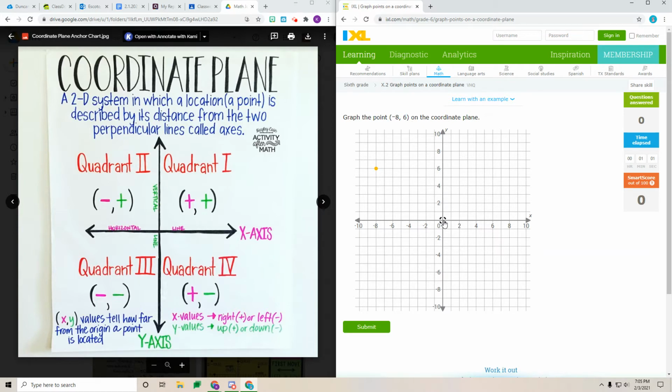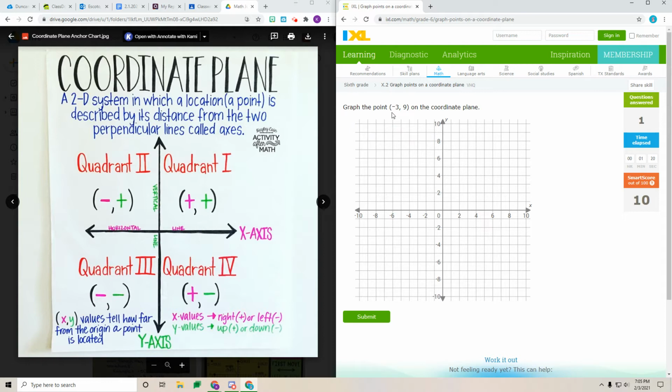It's the final place that I went. So I started at 0 and I went -8 according to the first number on the x-axis. And then I went +6 according to the second number on the y-axis and then made my dot. That's my final resting place for my dot. That should be where it's supposed to be.